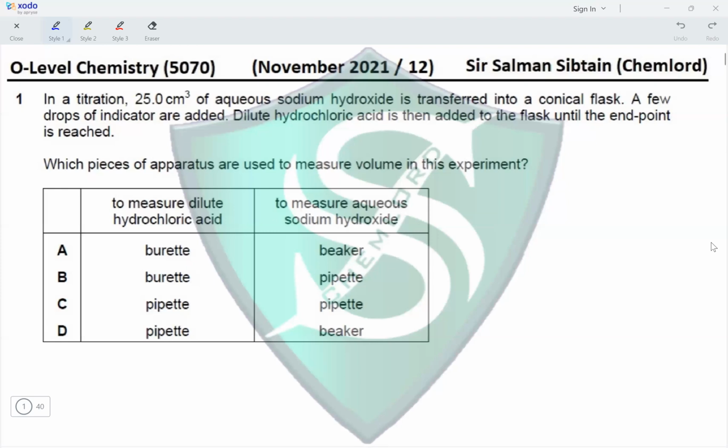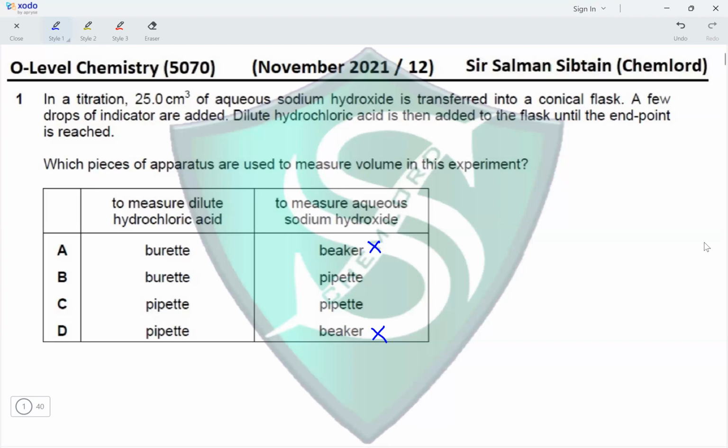So in a titration, all the volumes that are taken are supposed to be accurate volumes. So in order to measure accurate volume, the apparatus that we are going to use are burette and pipette and not a beaker. A beaker can be used to contain the liquids, but it cannot be used to measure the volume because we need accurate volumes. So first thing first, beaker is eliminated. So options A and D are not correct.